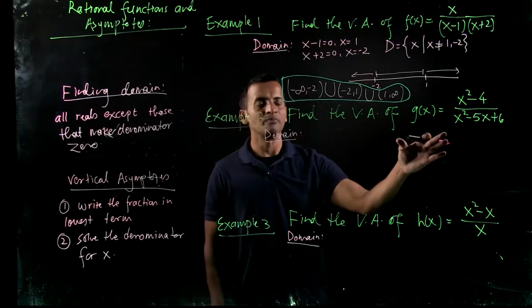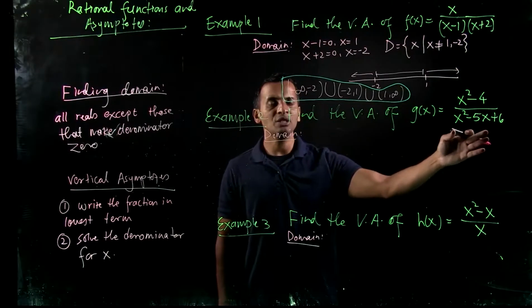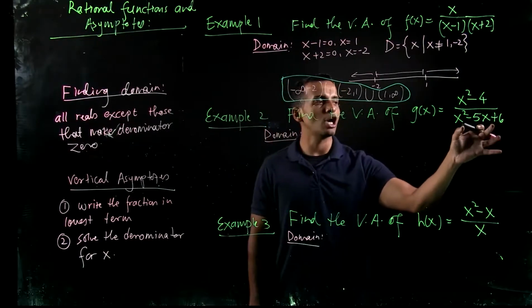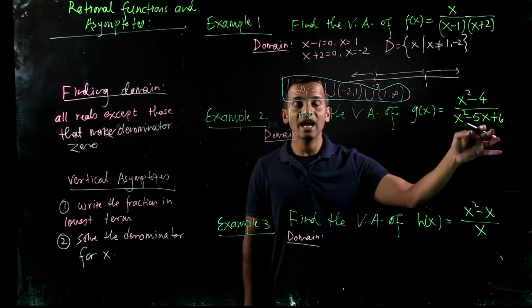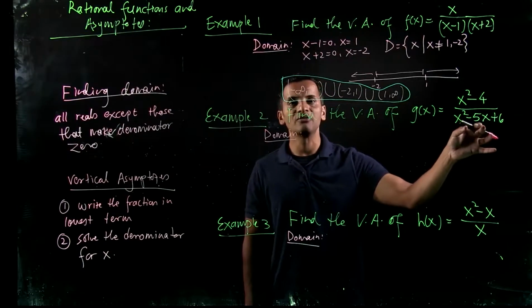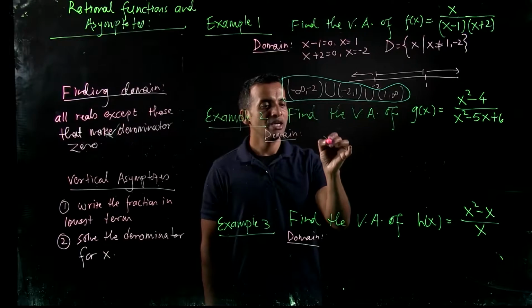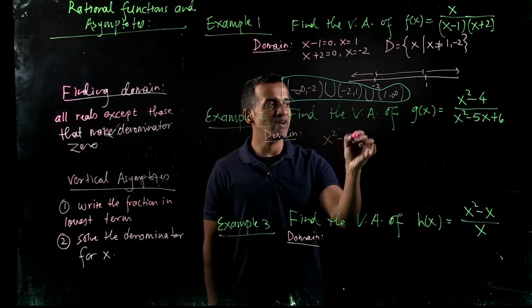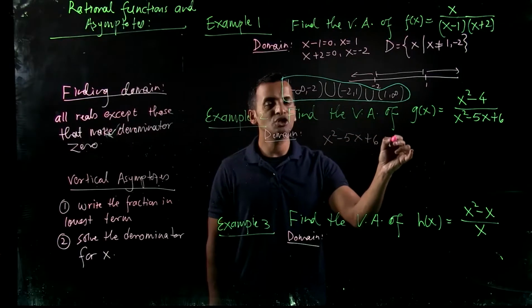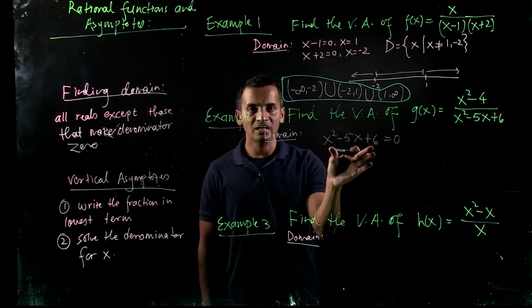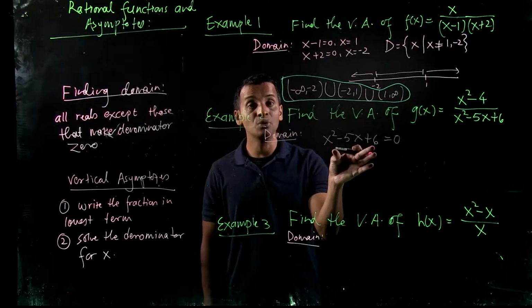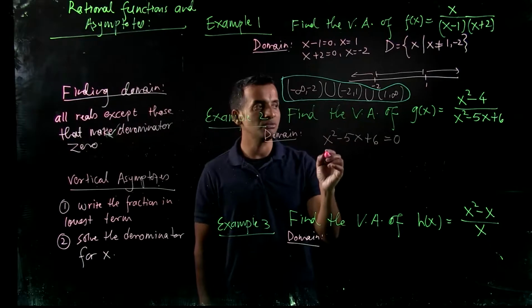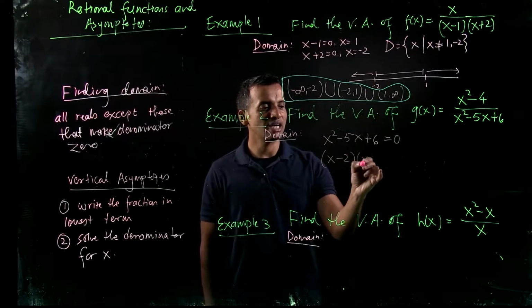So how about this function? What is the domain of this one? What you do again is you solve the denominator. Since there is x in the denominator, you solve it for x. So how do you solve that? You write x squared minus 5x plus 6 equals 0. Can you get the factors? If you cannot get the factors, you can use the quadratic formula and then get the values of x. But this is easy to factor. So it will be x minus 2 and then x minus 3.